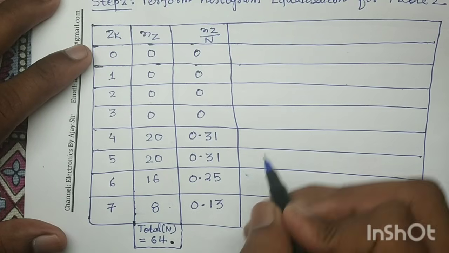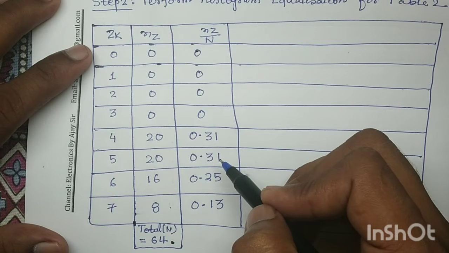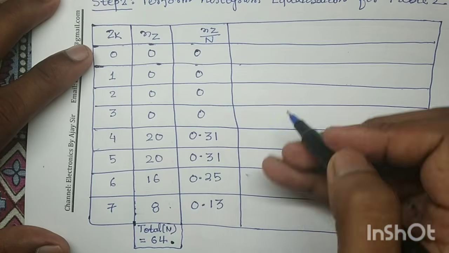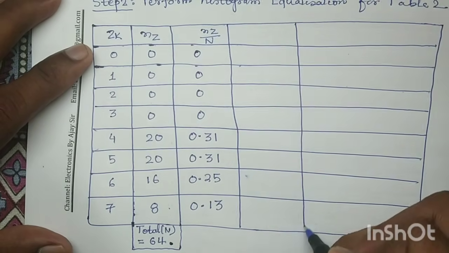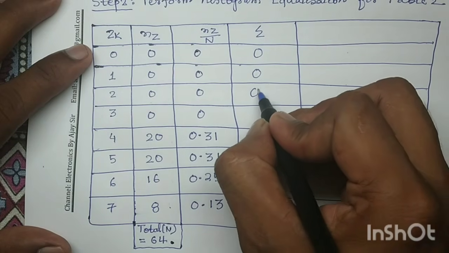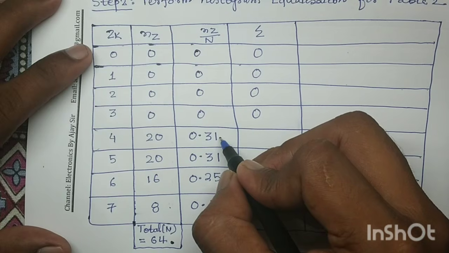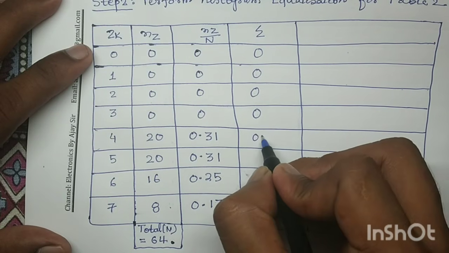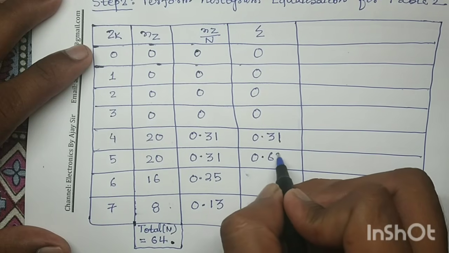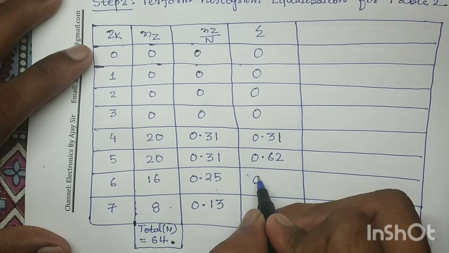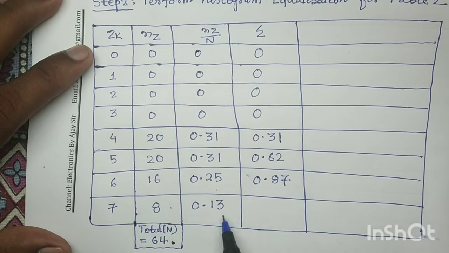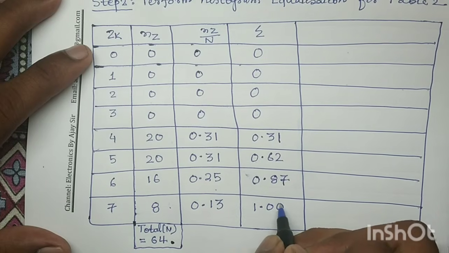0.13. After determining NZ by N, that is the probability density function, next we will determine the CPDF, that is the cumulative probability density function, represented by sigma. So it is 0, 0 plus 0 is 0, 0 plus 0 is 0, 0 plus 0 is 0, 0 plus 0.31 is 0.31, 0.31 plus 0.31 is 0.62, 0.62 plus 0.25 is 0.87, and 0.87 plus 0.13 is 1.00.